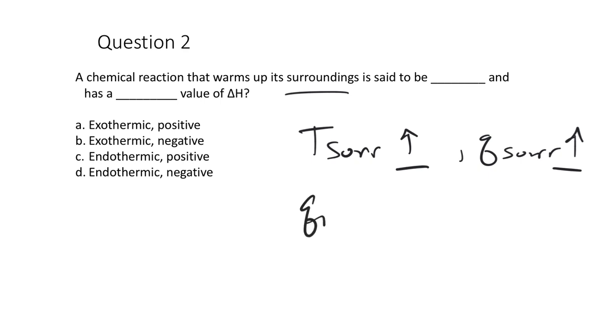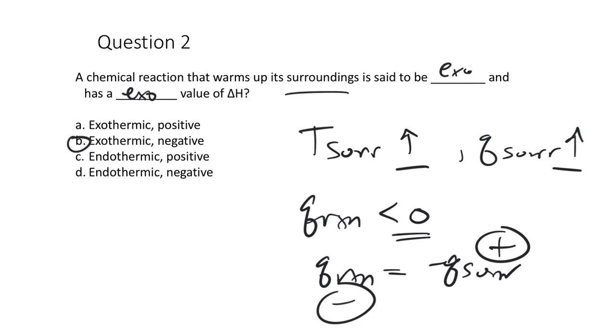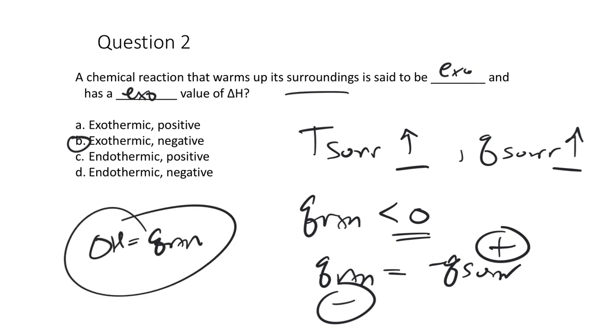So the Q of the reaction must be less than 0, must be negative. We have this relationship that the heat of the reaction is equal to the negative heat of the surroundings. So we know if the surroundings is positive, then the heat of the reaction must be negative. So the reaction is losing heat in this process, and that's what we call an exothermic reaction. So the reaction is exothermic, and the sign of delta H and Q reaction is that it should be negative, and delta H is our Q reaction for our open system. So that's the connection between Q reaction and delta H.